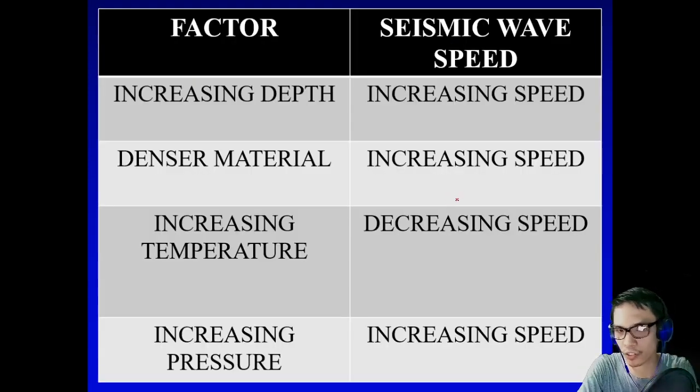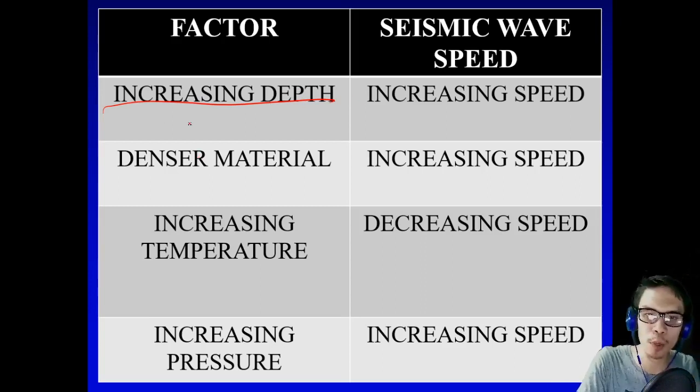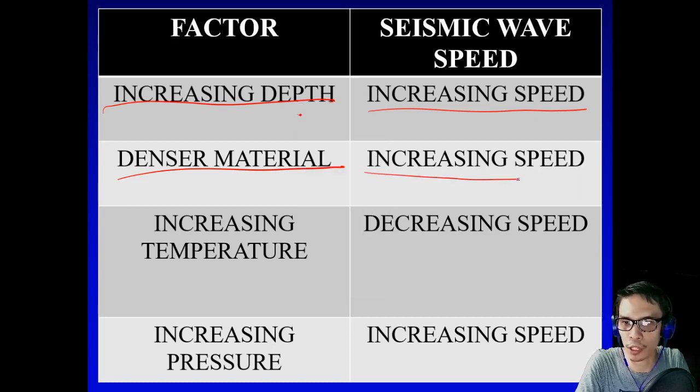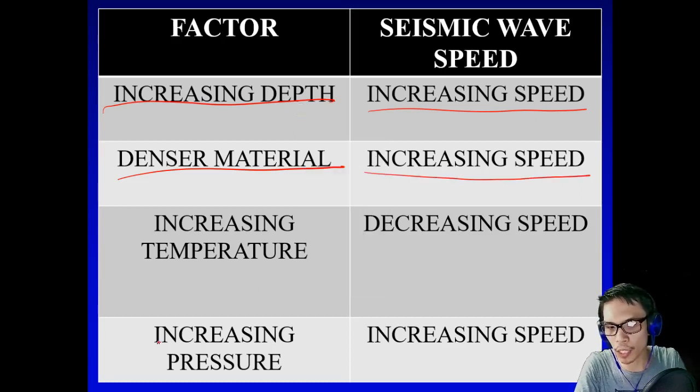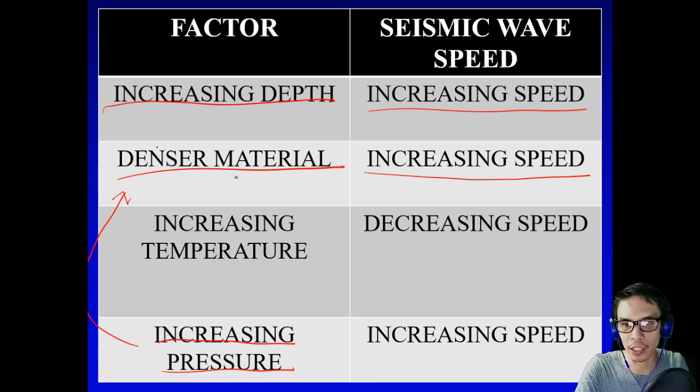There are other factors here. With increasing depth, as the seismic wave travels deeper, the speed of the wave also increases. Why is it increasing? Because the material gets denser as you increase in depth. Also, as you travel deeper, the pressure increases, so the materials become more dense, and therefore the speed of the seismic wave also increases.